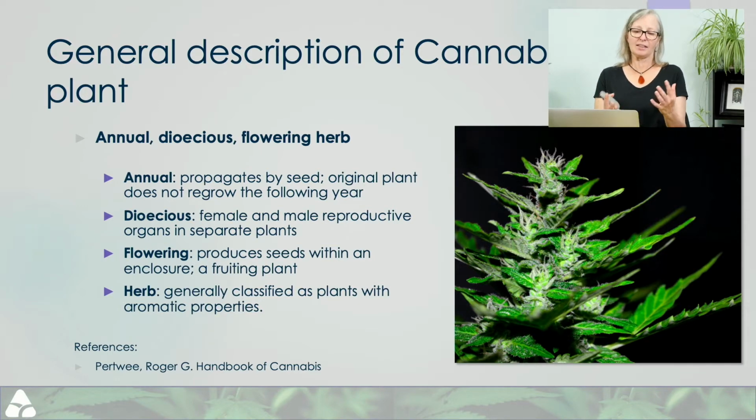Dioecious, that just means that there's both a male and a female plant. Some plants are not dioecious, so they have both male and female parts on the plant. With a dioecious plant, it's really important that if you want that plant fertilized, then you have to have a male plant somewhere nearby as well. Flowering, that just means that it produces seeds within an enclosure, so it's a fruiting kind of plant. And herb just generally classifies plants with any kind of aromatic property to them. So if anyone ever asks you what is cannabis, you can say it's an annual dioecious flowering herb.